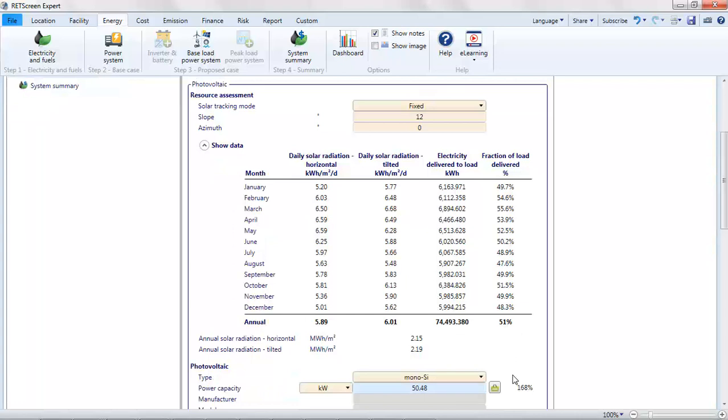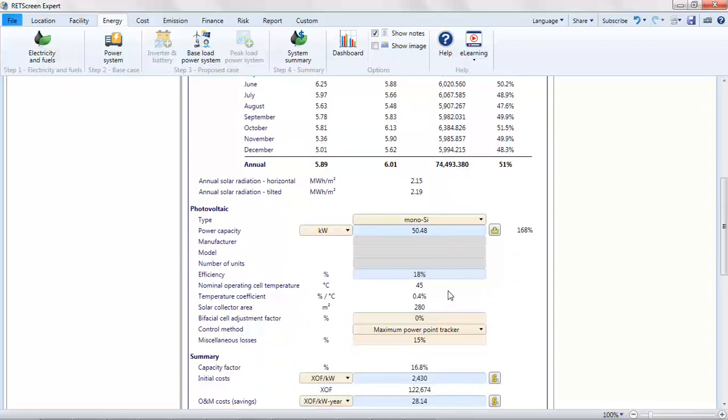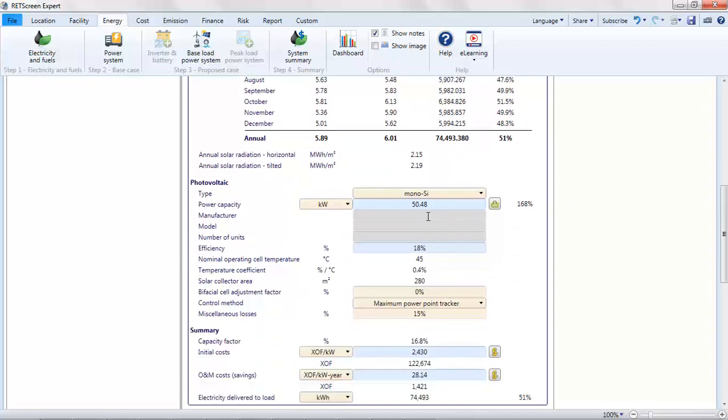RETScreen proposed a 50 kilowatt array for the 240 kilowatt hour per day load in the archetype. I have increased the load by 2/3, so I'll increase the size of the array by 2/3 as well, to 83 kilowatts. With this size array and 1.2 days of battery autonomy, solar power supplies 80% of the load year-round, with the remaining 20% coming from the peak load diesel genset. I'll adjust the costs for the array.